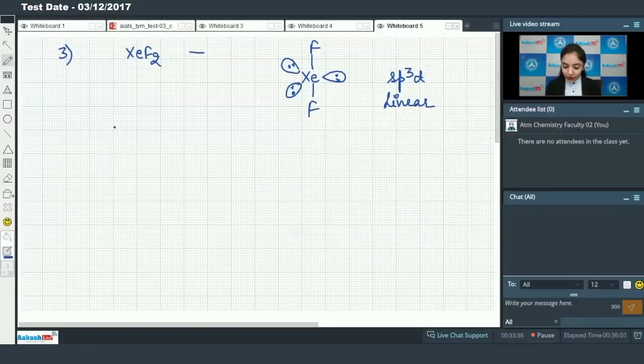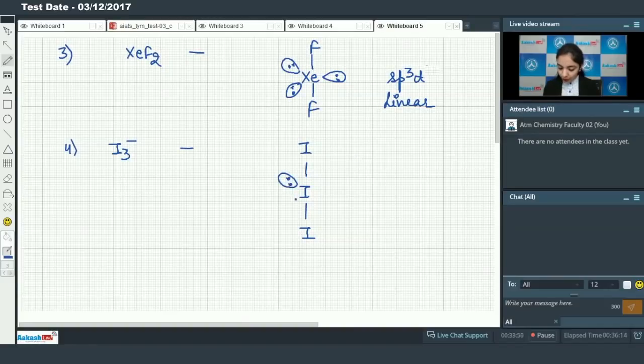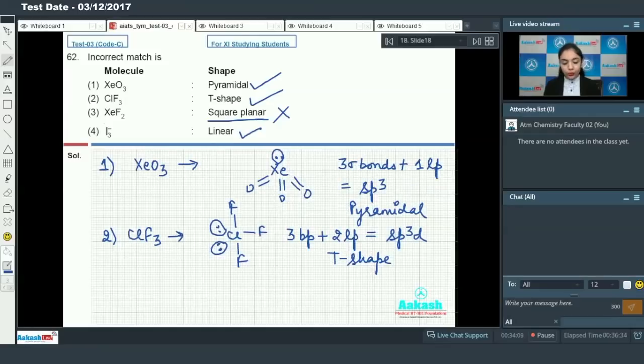Now we have I3 negative. In I3 negative also we have 2 bond pairs plus 3 lone pairs. So the hybridization will be sp3d and the shape is linear. So this is absolutely correct. So the only incorrect match is option number 3.